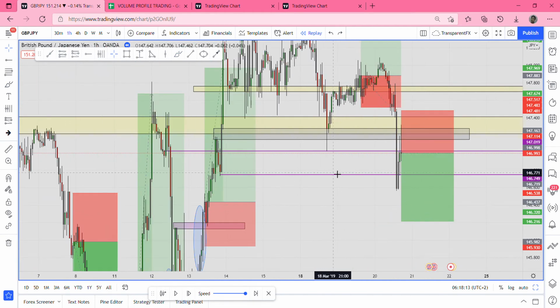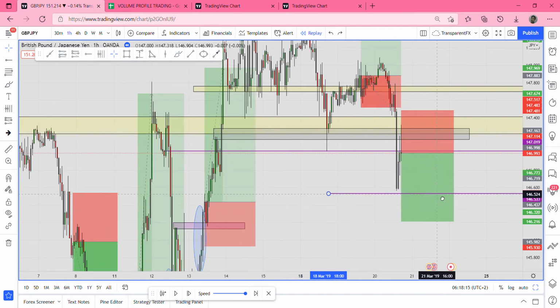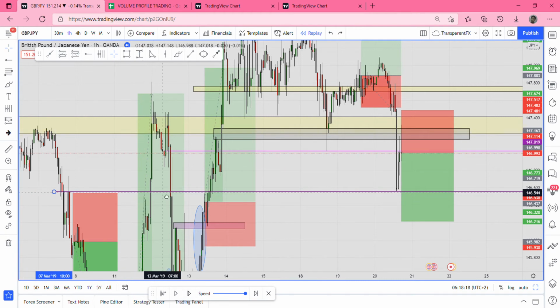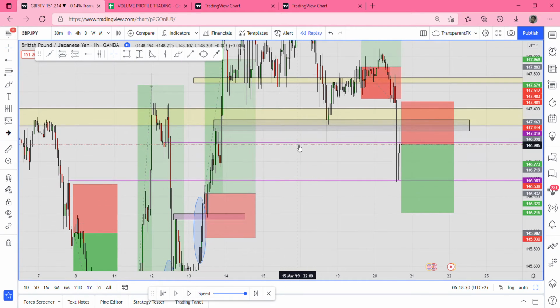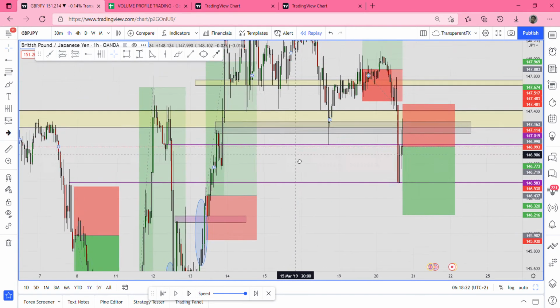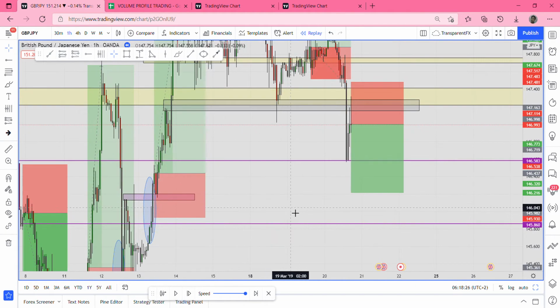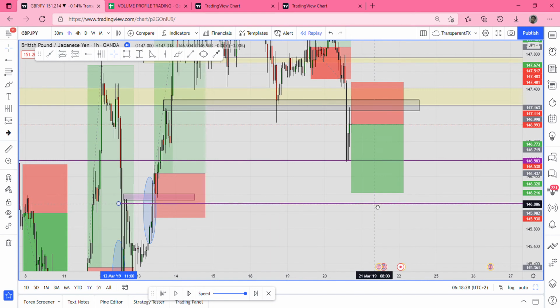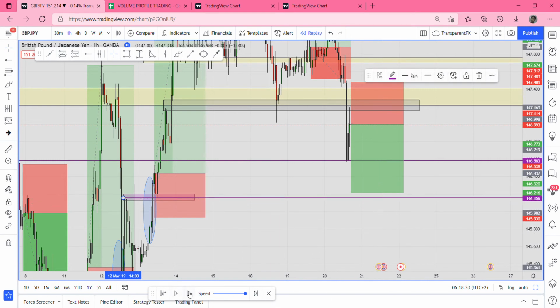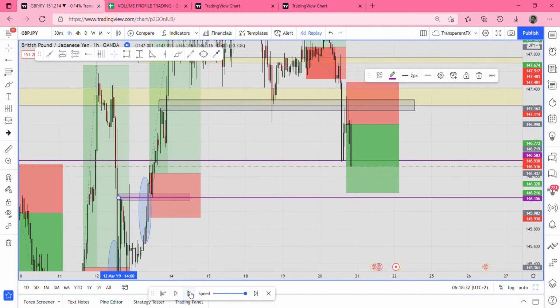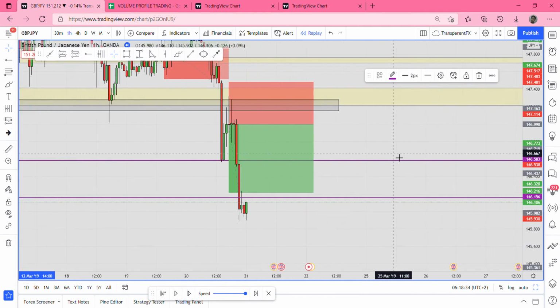Where am I gonna take partials now is the question. Right here, I would like to move stops to break even, and then just watch price from there and see what it does. Something maybe around here, or something around here too. Or from there, we'll just go for the 2% rule, whichever one works. Okay, we're gonna go for the 2%.